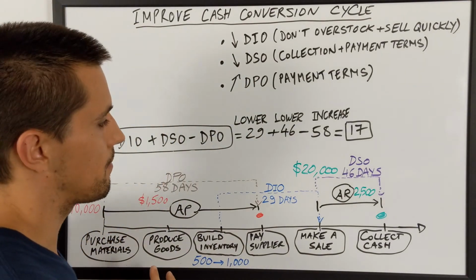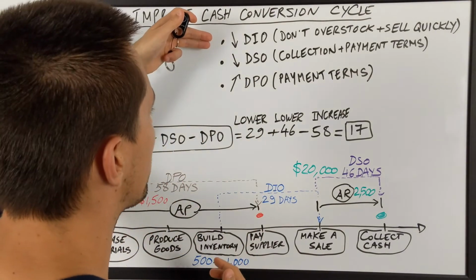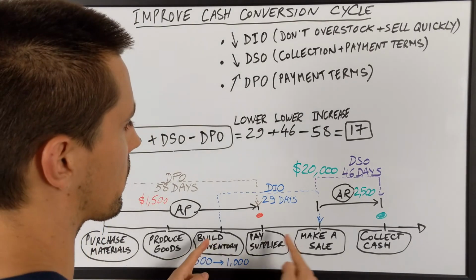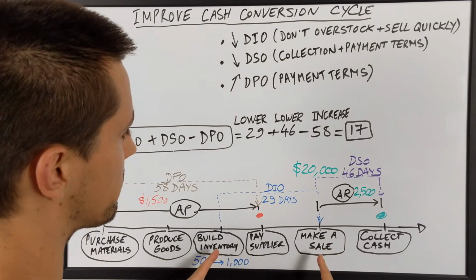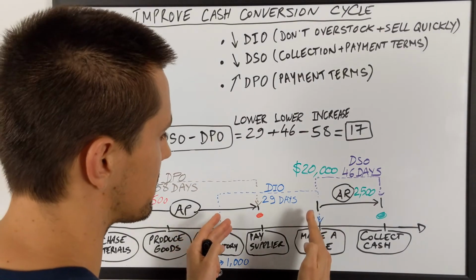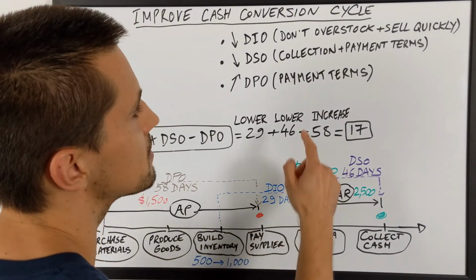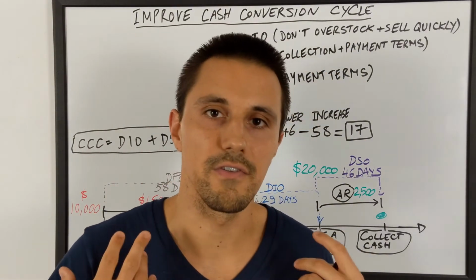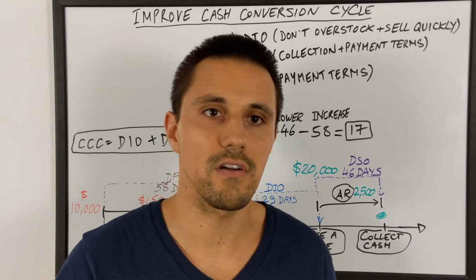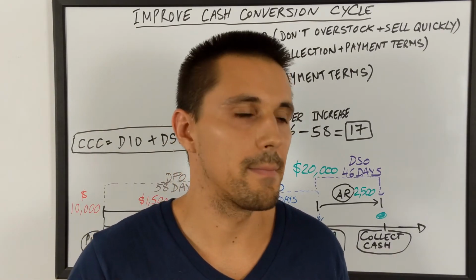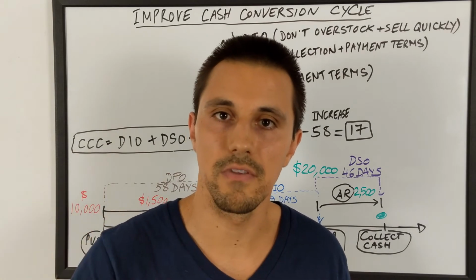First of all, as I just mentioned, look at the days of inventory outstanding. That's the gap between building inventory and making a sale. Obviously, you want to keep this gap small, which means you don't want to overstock, especially if you are a startup. Do not try to get crazy bulk prices because you buy a lot, especially if you don't know the demand.